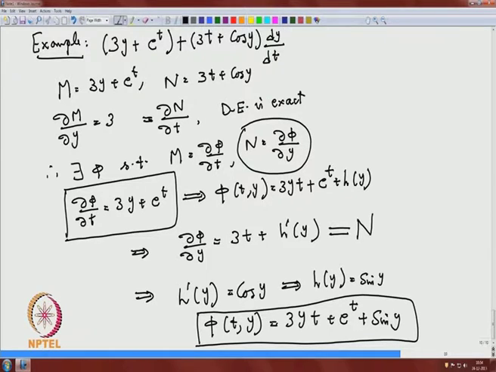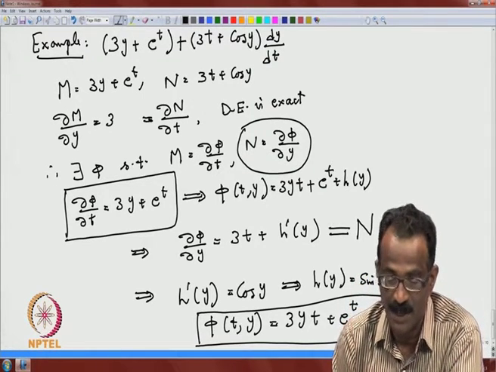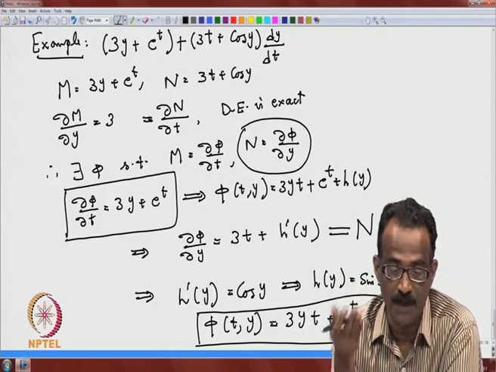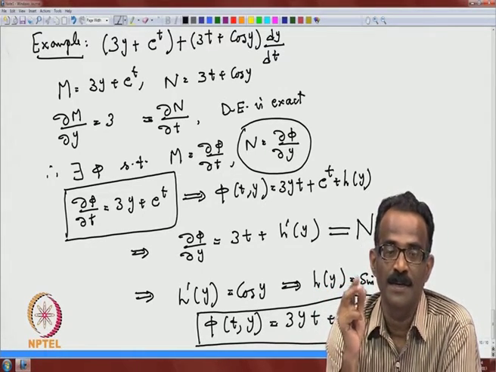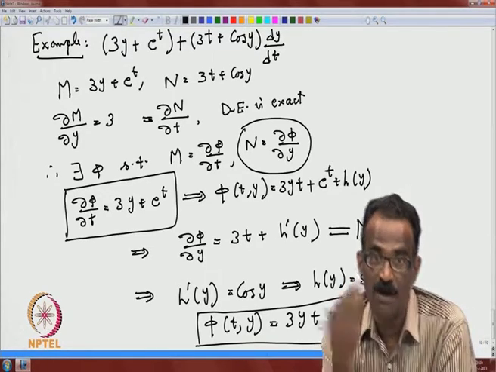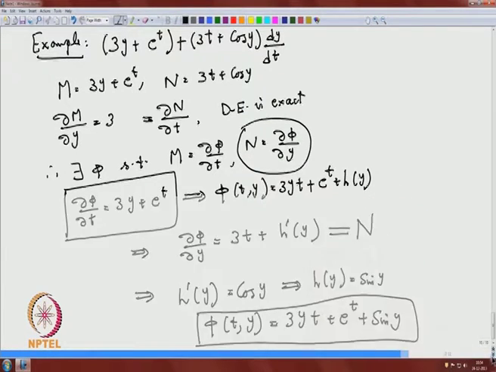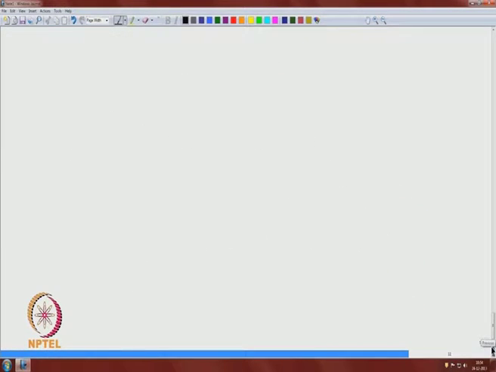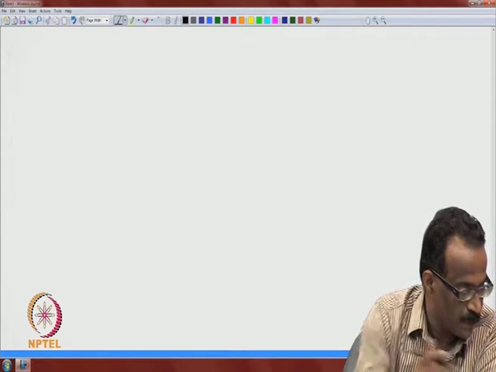You can work out plenty of things like that. The easier part is that you have a very easy condition, dm by dy equal to dn by dt. That is the advantage, the verifying condition. But if the differential equation is not exact, that is going to be difficult, and that is what we quickly discuss in the next 10 minutes, and then we will complete this example.